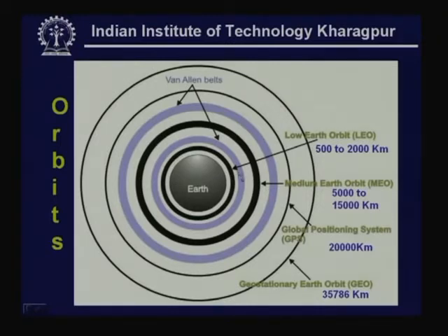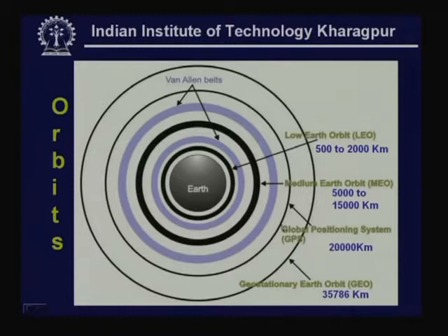As you can see, this is the orbit. So, the altitude is 500 to 2000 kilometer. On the other hand, the medium earth orbit, which is between the two Van Allen belts, is from 5000 to 15000 kilometers. These are known as medium earth orbit or MEO satellites. And there is a third orbit, which is known as geostationary earth orbit, GEO, at the precise distance of 35786 kilometer. So, these are the three popular orbits which are used for placing satellites.